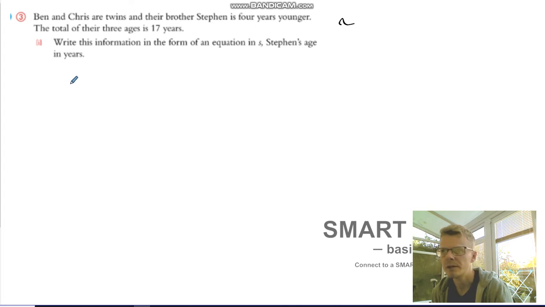So Stephen's age plus Chris's age. So Chris's age must be S plus 4 because he's 4 years older. Okay, but so is Ben, so then we could have two lots of S plus 4, and all of these ages must add up to 17. Okay, so if we expand this, then we get S plus two lots of S, which is 3S, plus 8 equals 17. All right.